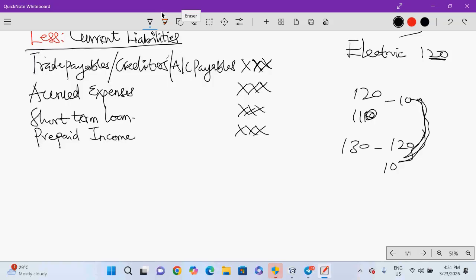But usually long-term, when they give you a loan, it is a non-current liability. Okay. Any question? If no question, we proceed.